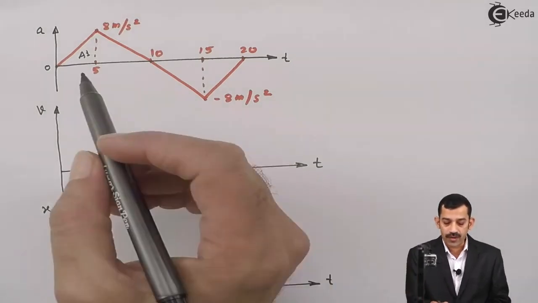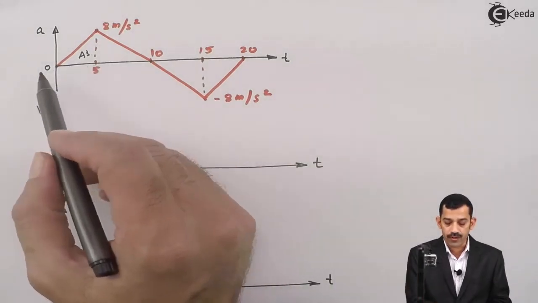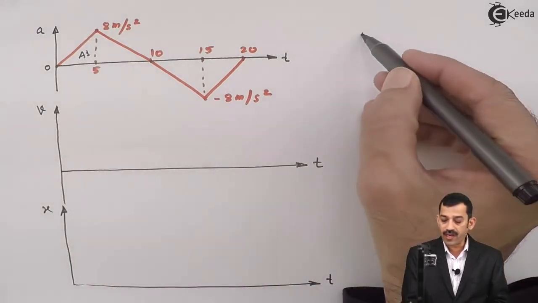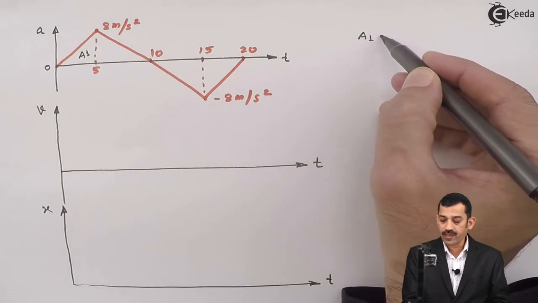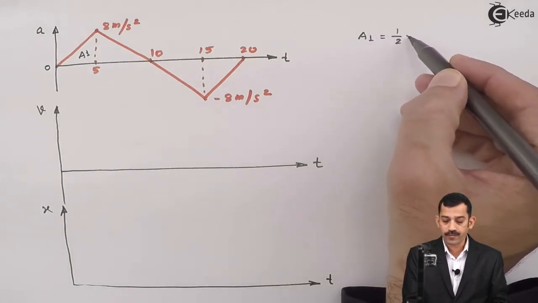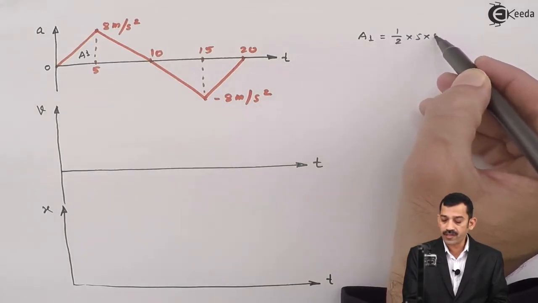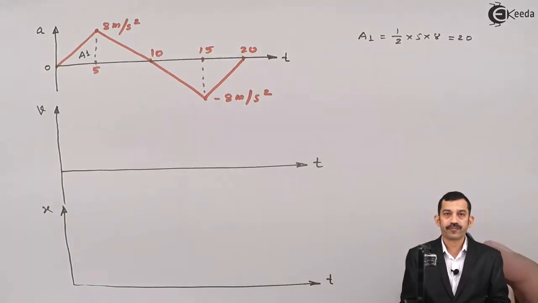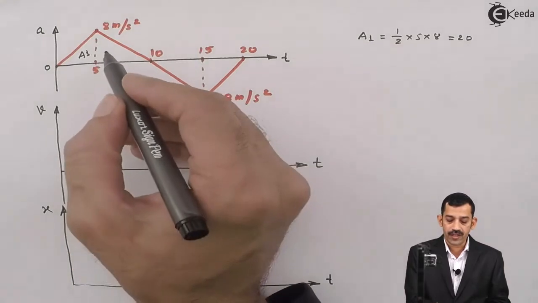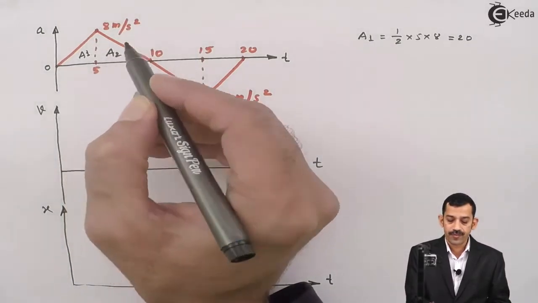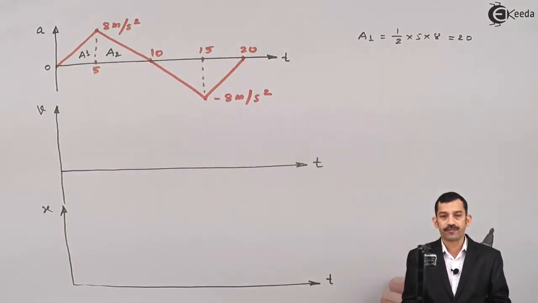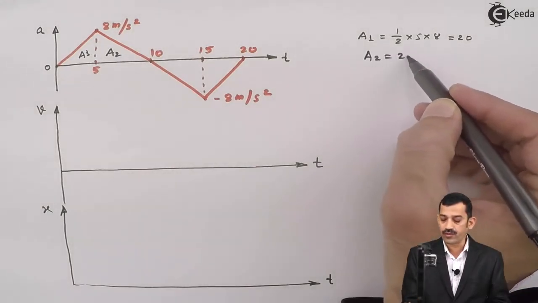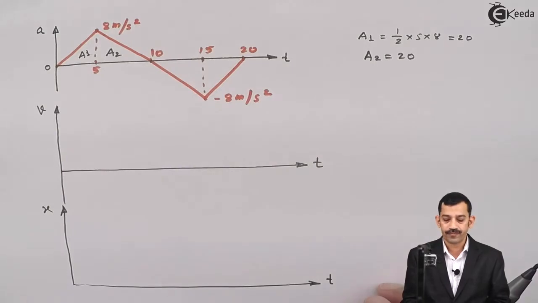In this case, for this area A1, the area is positive, base 5 and height is 8. That means area A1 is half of base 5 times height 8, so this area comes out to be 20. Next area, A2: again for this area base is 5 and height is 8. That means area A2 is also the same, 20.